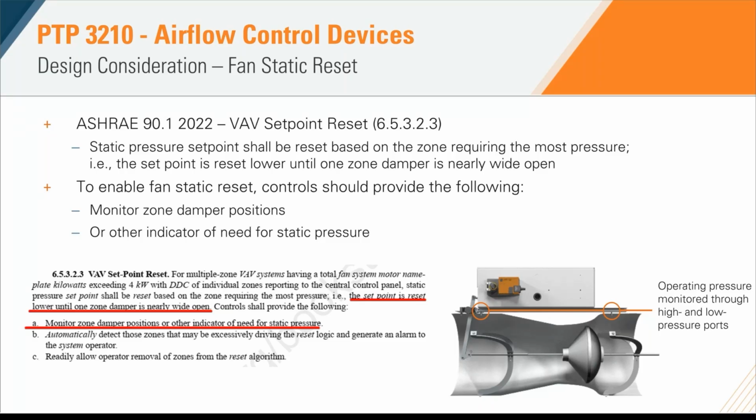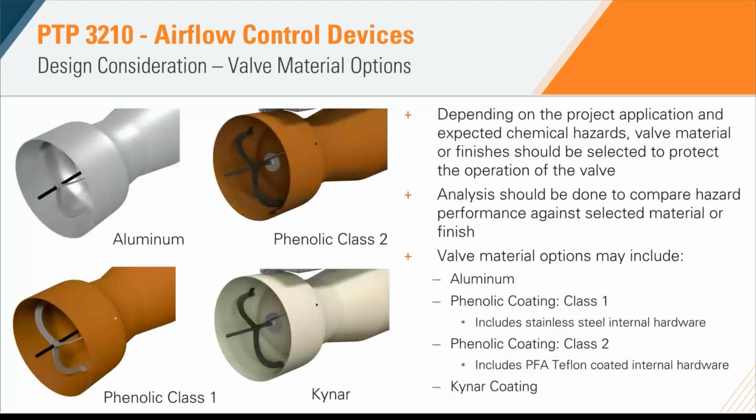So the last design consideration we're going to cover here is the valve material options. Similar to the airflow metering style valves, depending on the project application and the expected chemical hazards, we should be selecting the valve material or finish to protect the operation of that valve. Ideally, we should be doing analysis to compare the hazard performance against the selected material. With the Venturi valve style valves, you typically will have a bit more coated valve options available.